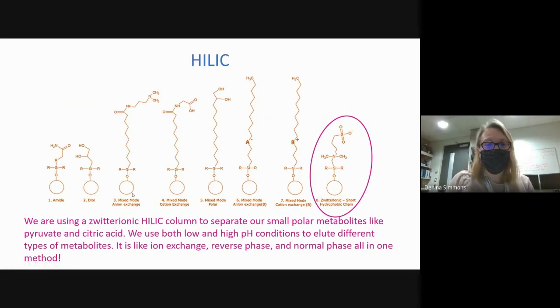All right. So we also run this zwitterionic column. We can run a high pH or a low pH through it, and we do, and that gives us totally different options. It's like the one column can work as a cation exchange or an anion exchange, which is another reason why I love this HILIC column.